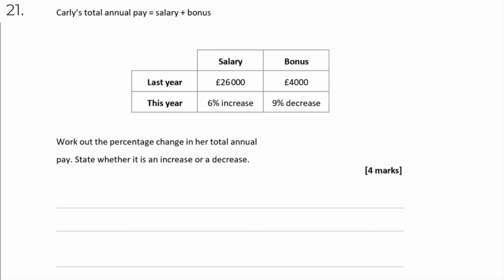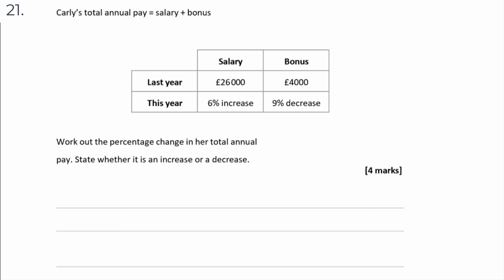Carly's total annual pay equals her salary plus her bonus. Last year her salary was £26,000 and she got a bonus of £4,000. This year, her salary is increasing by 6%, but her bonus is decreasing by 9%. So work out the percentage change in her total annual pay. State whether it is an increase or a decrease.